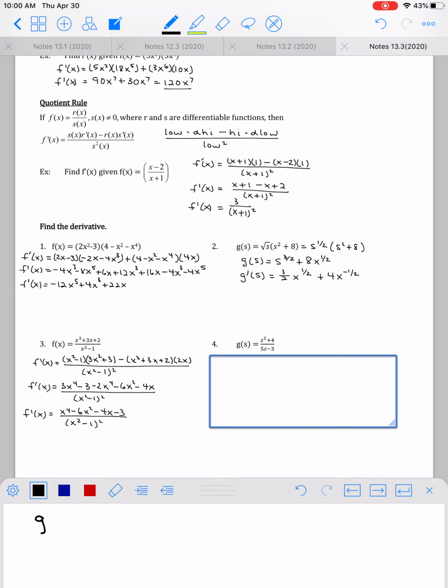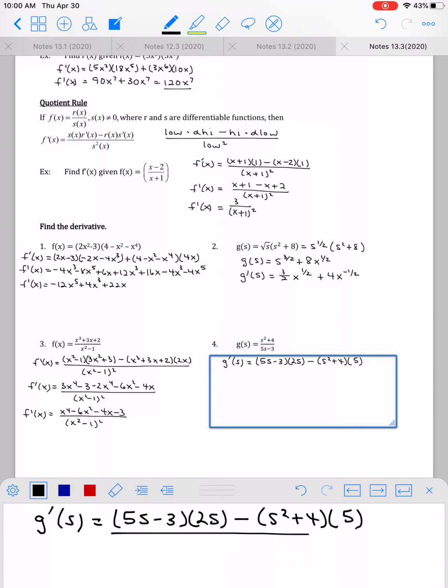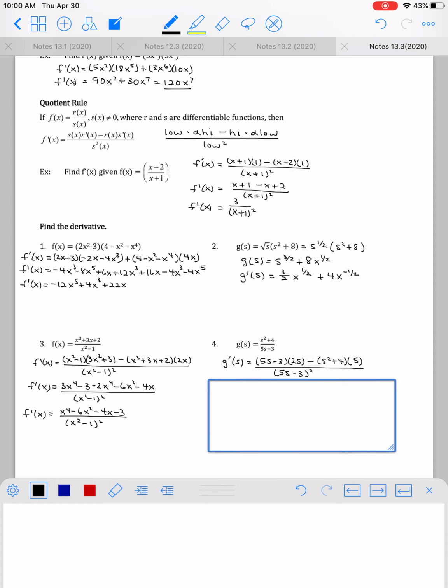So g prime of s, and we're going to take low, 5s minus 3, times the derivative of the top, which is 2s, and then we're going to say minus the top, s squared plus 4, times the derivative of the bottom, which is a 5, all over the bottom, 5s minus 3 squared. Okay, there's our quotient rule.